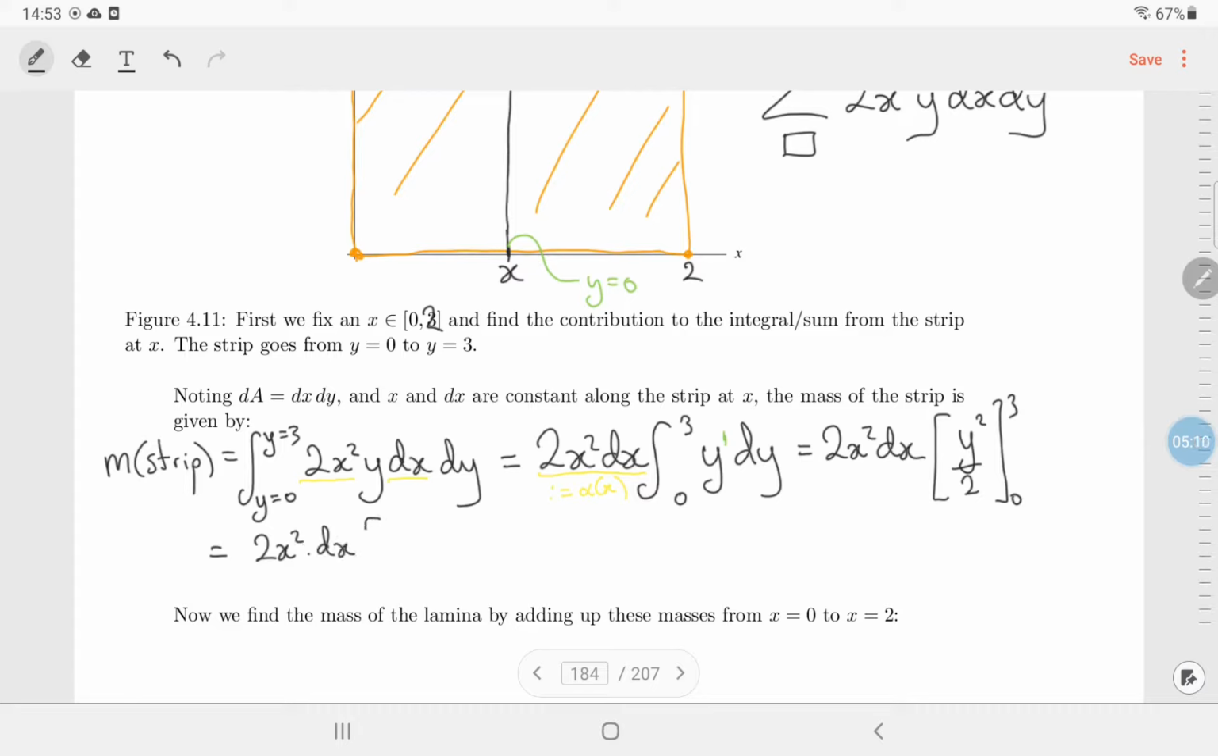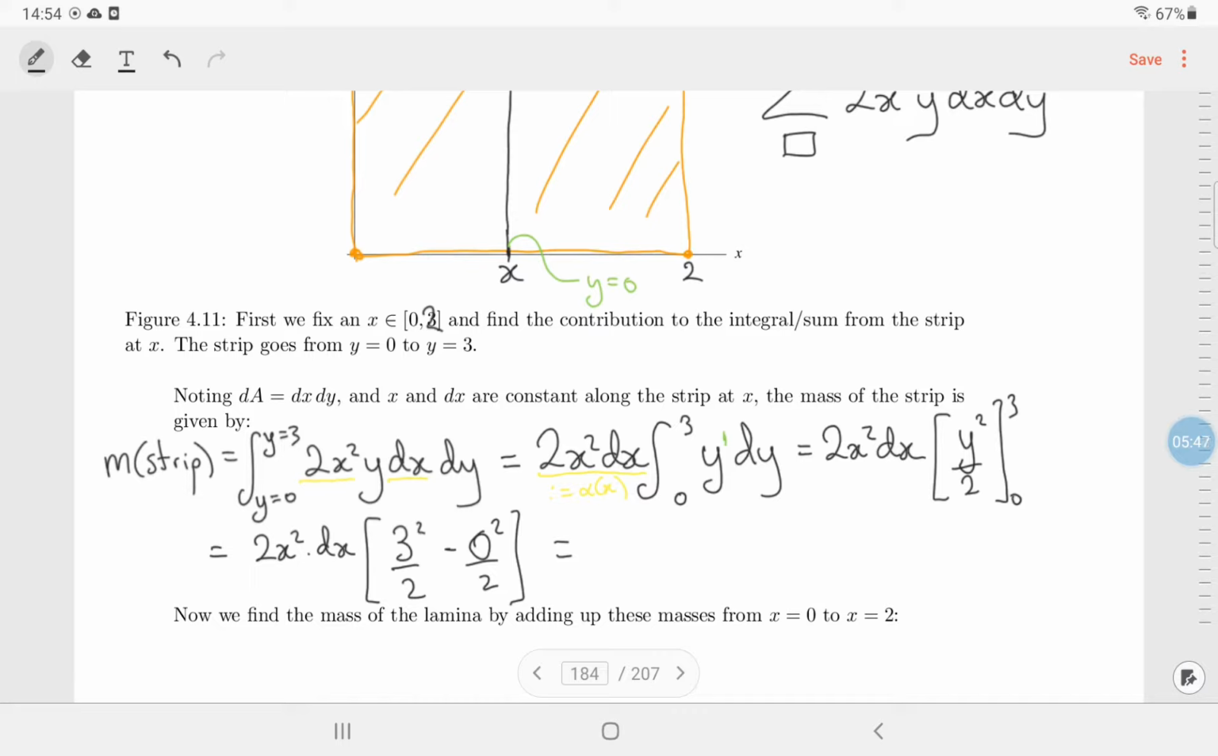Now substitute in the top limit, 3 squared over 2, minus substitute in the bottom limit, 0 squared over 2. Now there's a small comment here about inputting a 0 limit. Often you'll see that when we put in a 0, we get a 0. So here, for example, you put in a 0, you get 0 squared over 2, which is 0. But if there's a cos term or an exponential term, e to the 0 and cos of 0 are 1, so be careful.